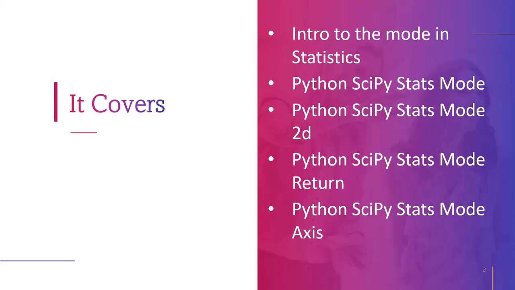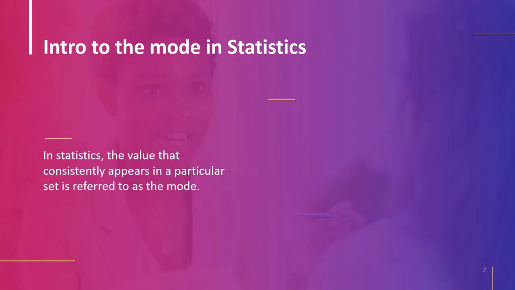Now move to the first topic, intro to the mode in statistics. The value that regularly occurs in a given set is known as the mode in statistics. The mode, or modal value, is the number that occurs most frequently in a data set and has a high frequency. It is among the three measures of central tendency along with mean and median. For instance, the set 4, 2, 6, 6, 8 has 6 as its mode because 6 appears twice and the rest appear only once. Therefore, we can quickly determine the mode given a finite number of observations.